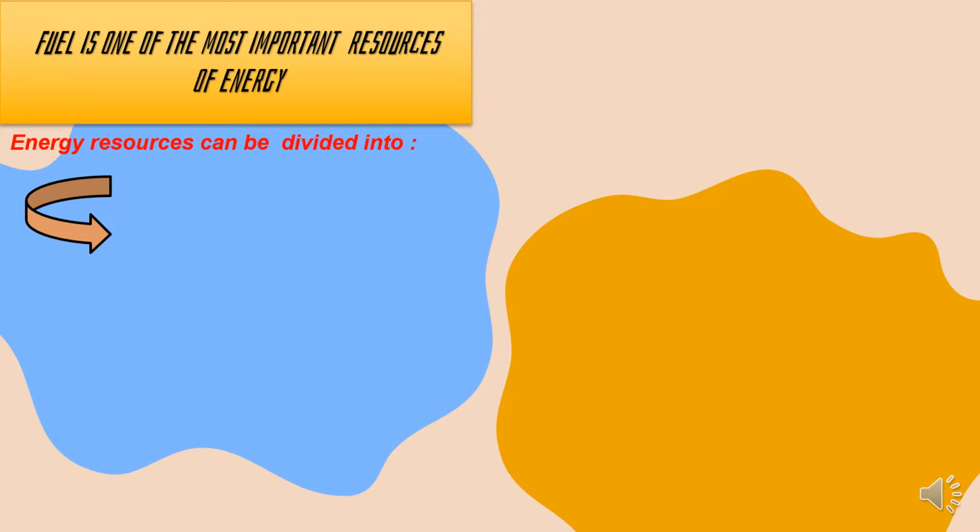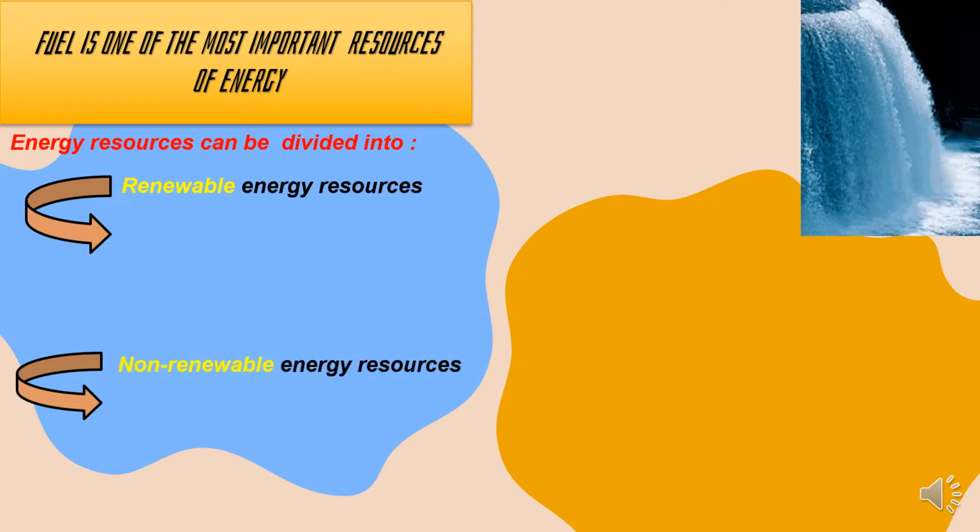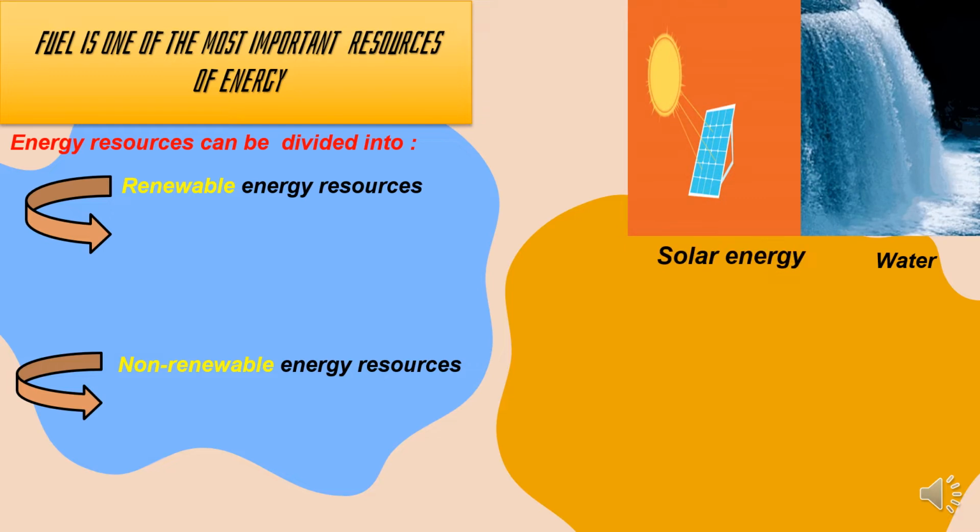Excellent. Energy resources can be divided into renewable energy resources and non-renewable energy resources. Renewable energy resources are energy that can be replaced after a short period of time, so they will stay with us for a long time. Can you give me any examples of that? Excellent, grade 4. Water. What else? Wind and solar energy, which comes from the sun.